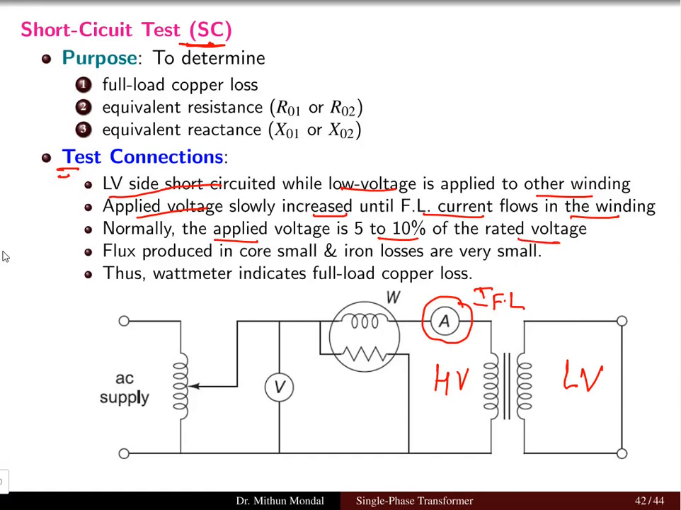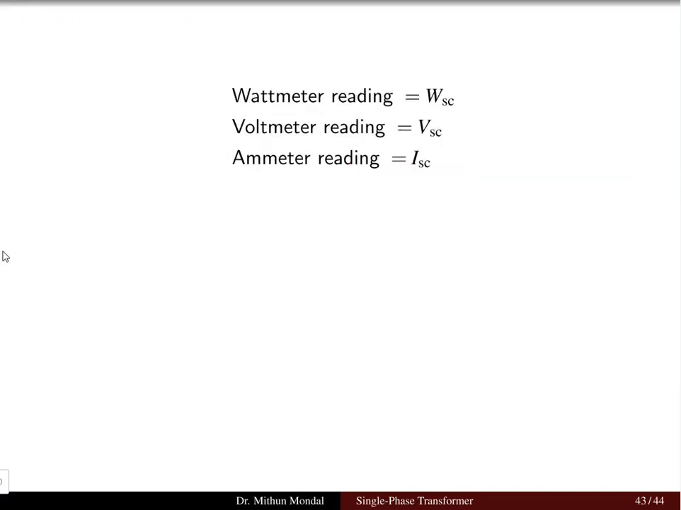In the short circuit test, the flux produced in the core is very small and iron losses are very small. So we can neglect the iron loss, and the total loss shown in the wattmeter is basically the copper loss. The readings that we obtain are the wattmeter reading, the voltmeter reading and the ammeter reading. Here SC indicates that the short circuit test has been done on the transformer.